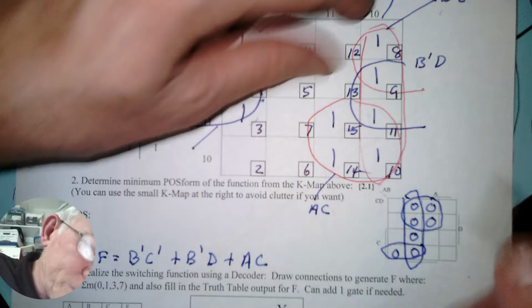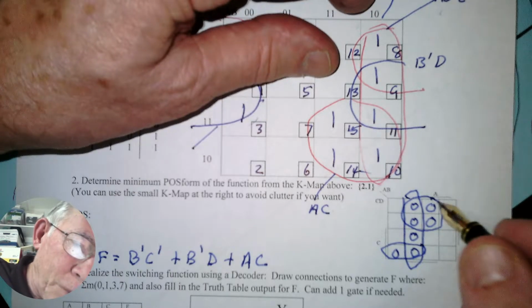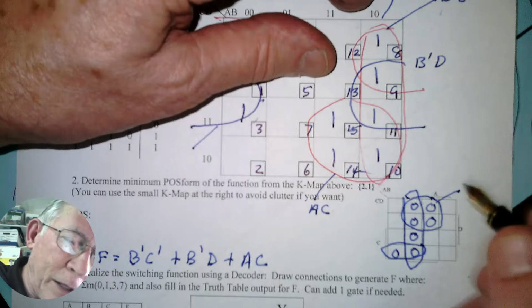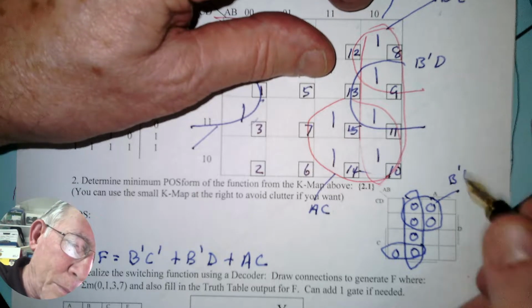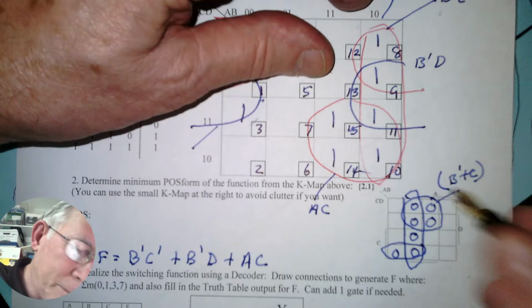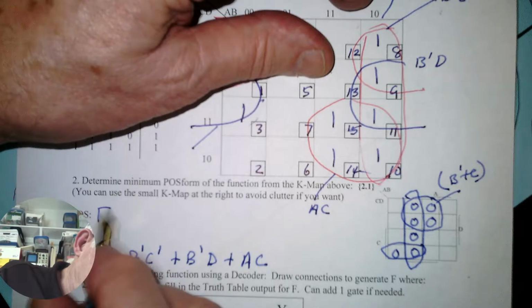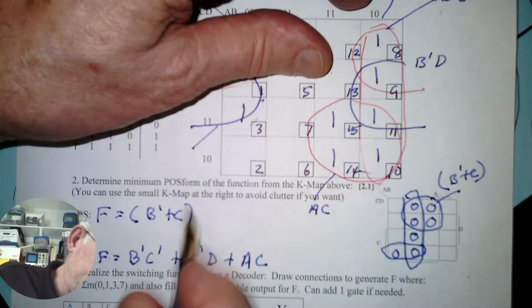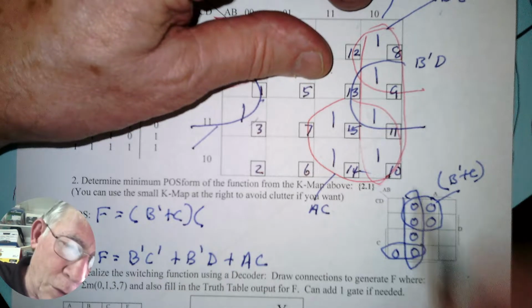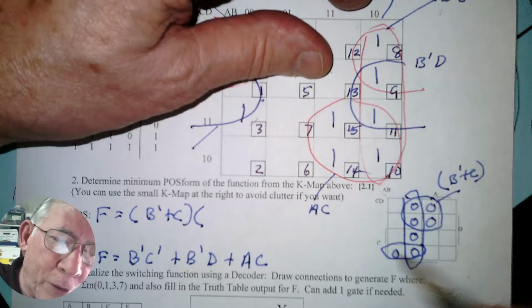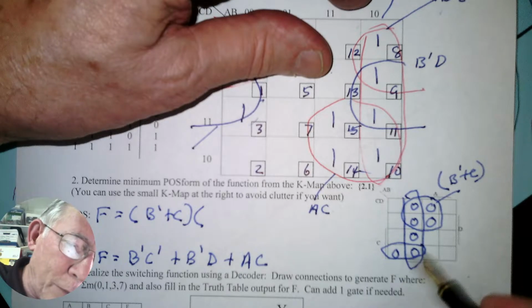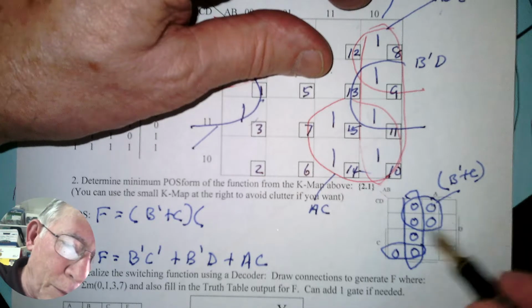Now in this case, my group of 4, if these were 1s, that would be BC prime. But that makes it B prime plus C. So I'm going to say F equals B prime plus C, quantity, times this whole column, because I need it because of this one. So all 3 of these are essential. This 0 is only covered by the column. That 0 only covered by this pair of 2. These 2 zeros only covered by this group of 4.